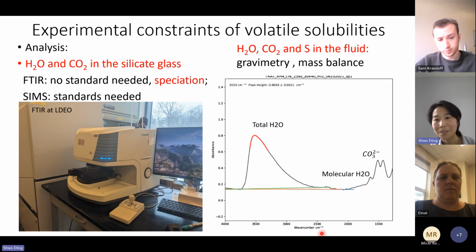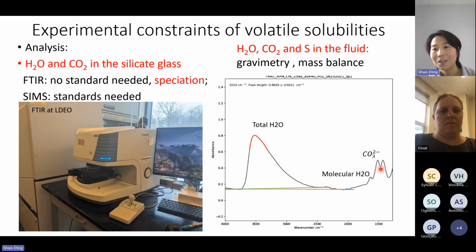Here you can see an FTIR spectrum, and this is a basalt. You can see CO2 does not really exist as molecular CO2 in the basalt. It is actually present as carbonate here. And for water, it can be both molecular water, which is shown here, and OH. This big peak is the total water. So this really tells you the speciation. And why do we care about speciation in this case? It's because that really affects how we later write the volatile dissolution formula, and it determines how we model the solubilities of each volatile.